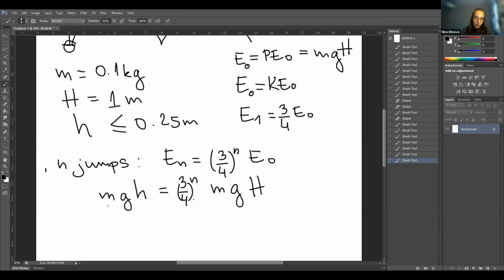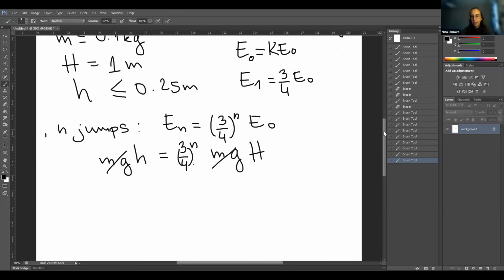Okay, so first thing to notice is those two things cancel out, which is kind of interesting because it turns out that it doesn't matter what the mass of the ball is. So if you just throw down something huge or a tiny ping pong ball, if it loses the same amount of energy at the bottom, it'll make the same number of jumps before it starts jumping to below 0.25 meters.